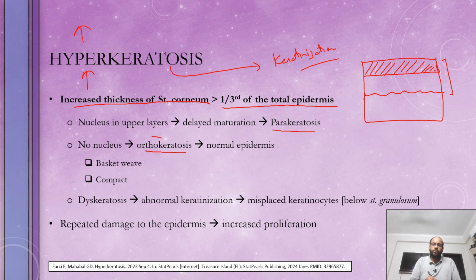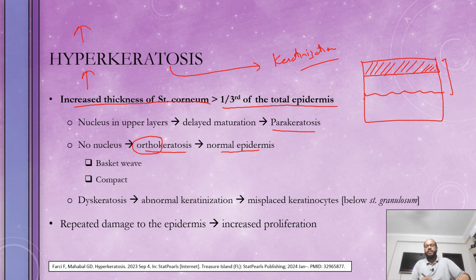Now, ortho means straight. Okay. So, orthokeratosis means straight keratinization. That means normal, no problem in that. Okay. And it is seen in normal epidermis. Straight means straightforward keratinization, orthokeratosis.